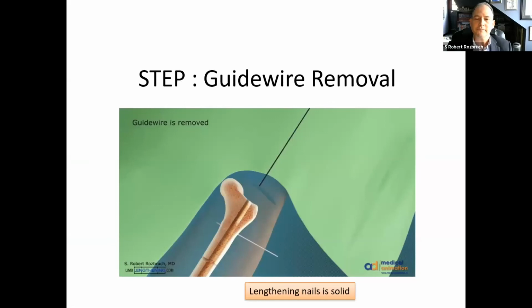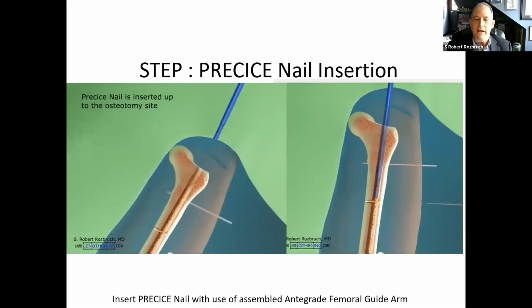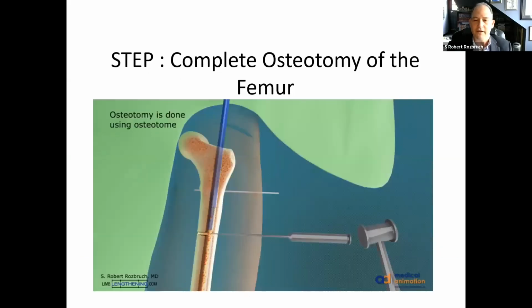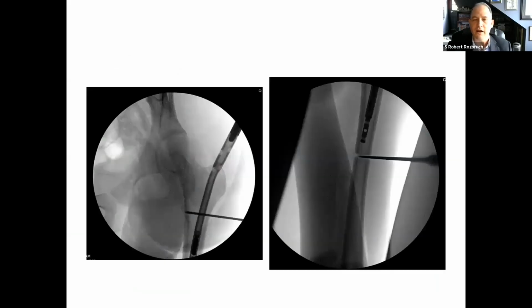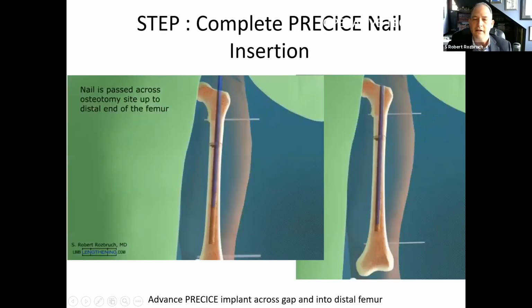The guide wire is removed because the lengthening nail is a solid nail. The nail is placed up to the osteotomy location, and the osteotomy is then completed with an osteotome, and the nail is then inserted beyond. These are x-rays showing the technique. Here's a trochanteric entry nail. Here's the rotational marker behind, posterior to the nail. The nail is placed up to the osteotomy. Osteotomy is completed with the osteotome, and then the nail is passed into the distal segment.